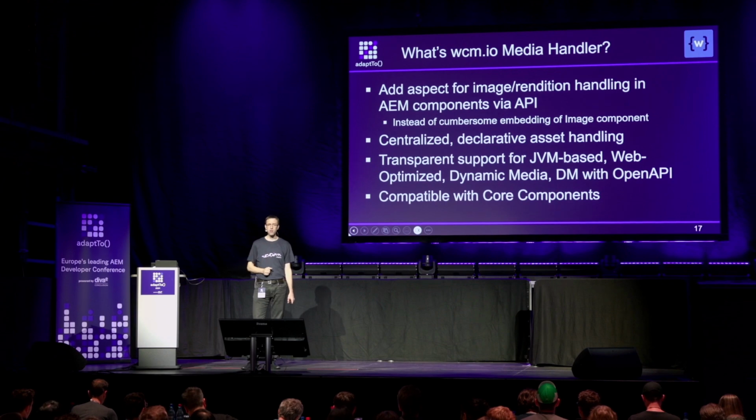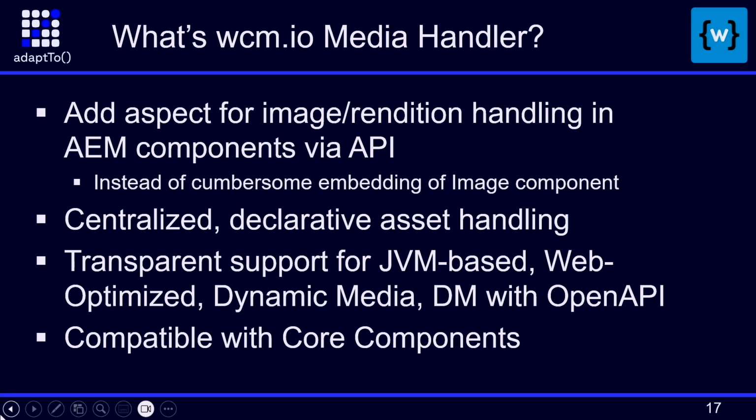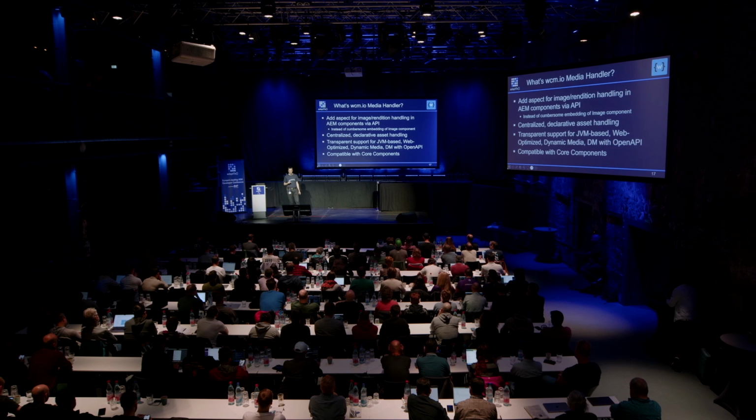So the Media Handler uses a centralized, declarative way to define your asset handling. Per application, you can define, okay, I want to handle all my assets this way and that way, use a couple of media formats, different aspect ratios, and then use these definitions in all your components. And we have transparent support for all 4 ways I've shown initially of generating renditions in your application with AEM: JVM-based, web-optimized image delivery, dynamic media, old and new way. And very important, you can transparently switch between those.